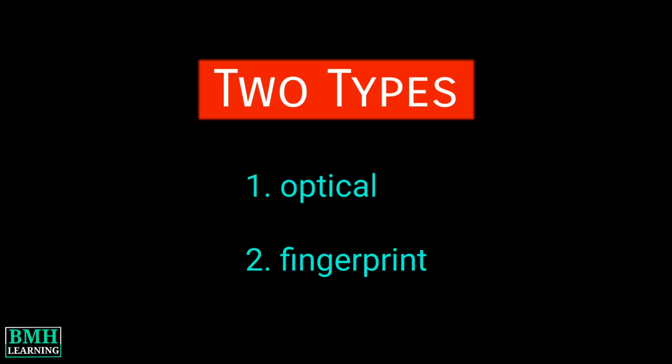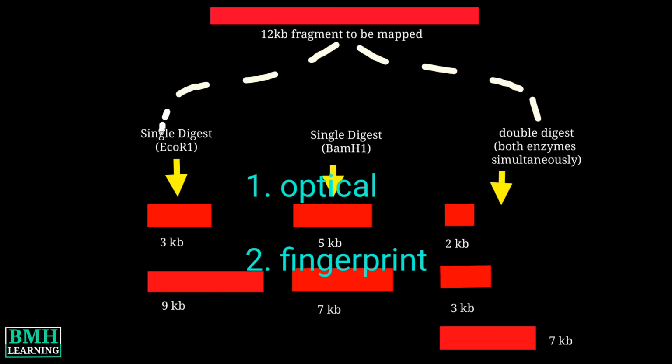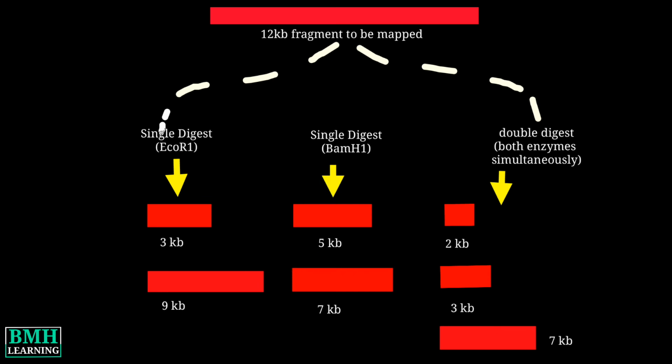There are two specific types of restriction mapping: optical and fingerprint. These types are discussed in separate videos. One common method for constructing a restriction map involves digesting the unknown DNA sample in three ways.